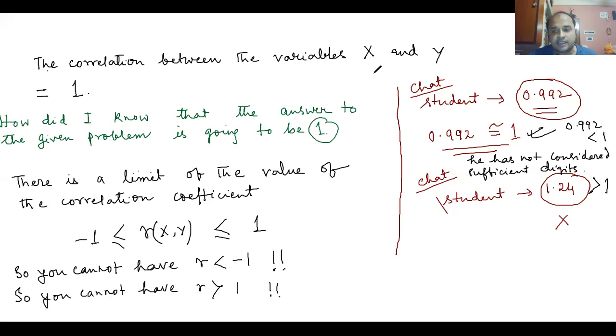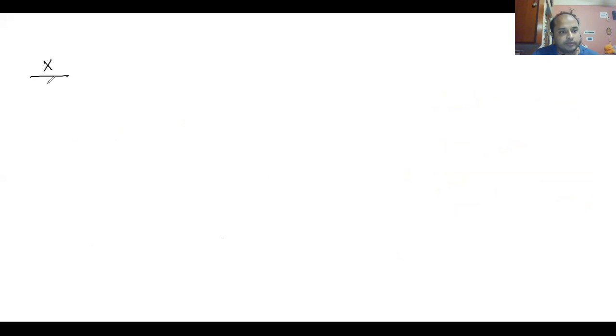Now when I set the problem, what values did I actually give you? I gave the values of x: 1, 2, 3, 4, and I gave the values of y, which were 3, 4, 5, and 6. If you carefully observe, you see that when I wrote this value 3, that was actually equal to 1 plus 2.